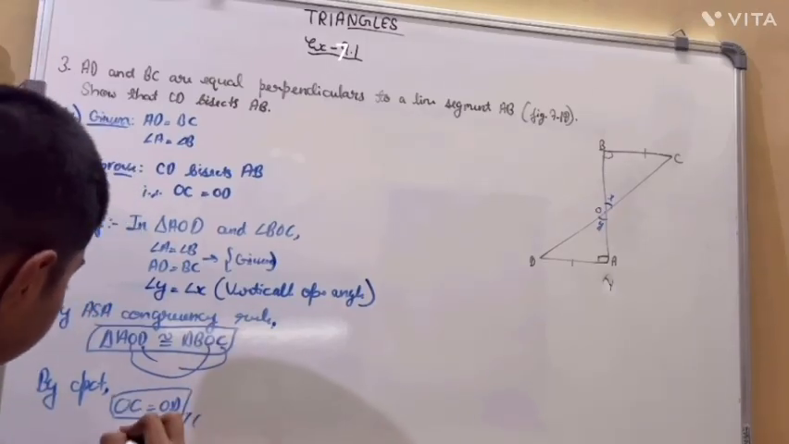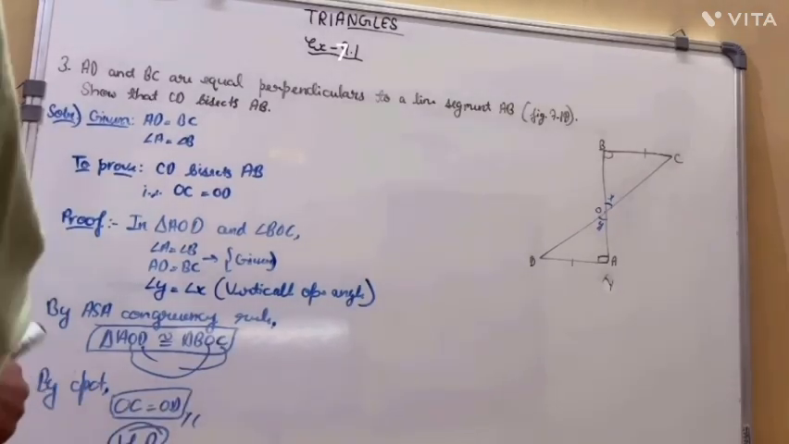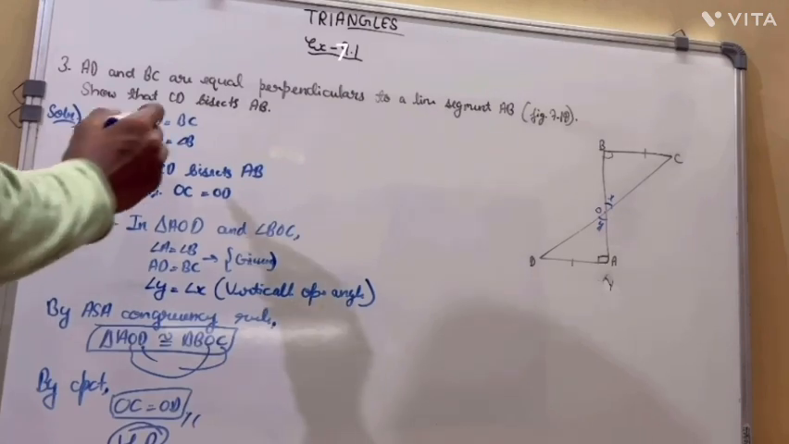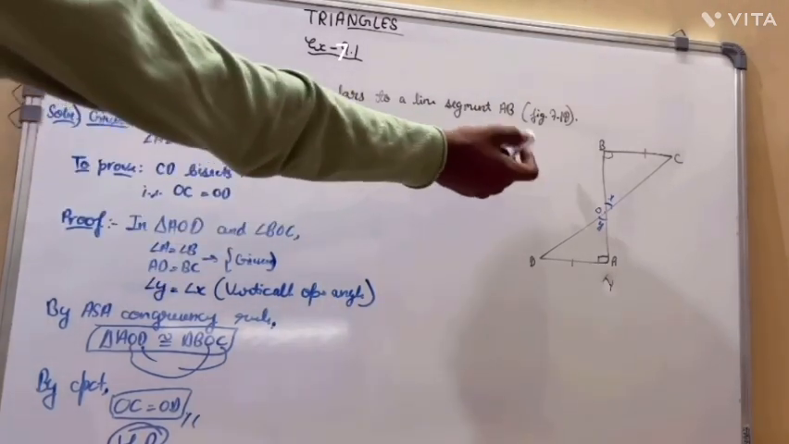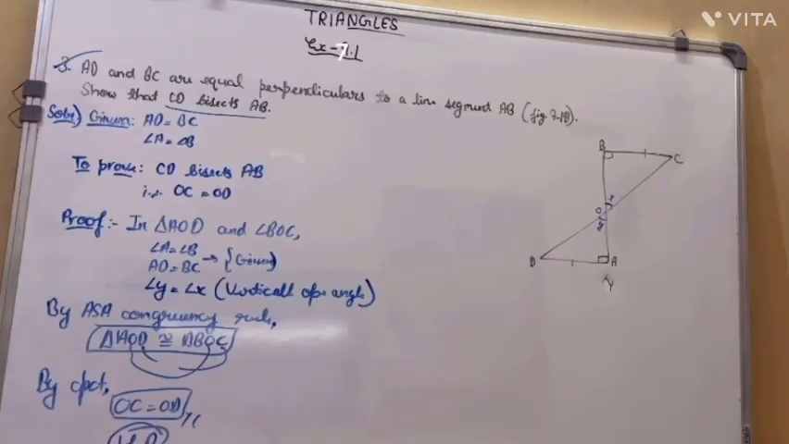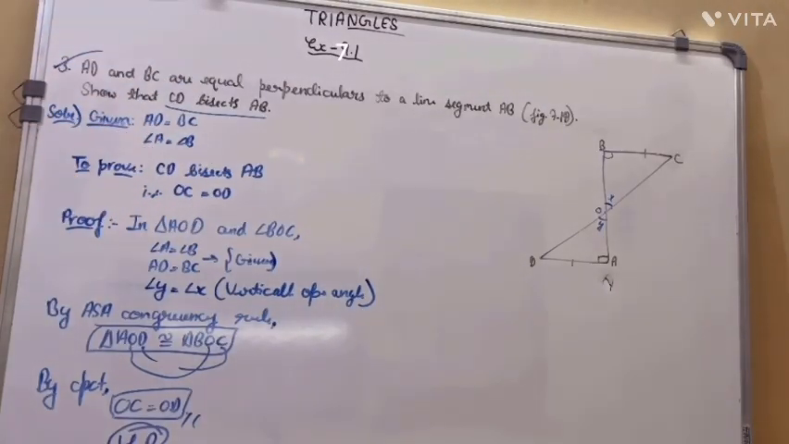Okay, HP means hence proved. At the last line you can write, therefore CD bisects AB. Okay, so we have proved that CD bisects AB in this third question. So the third question is also completed. Now write down in your notebook and write the next question.